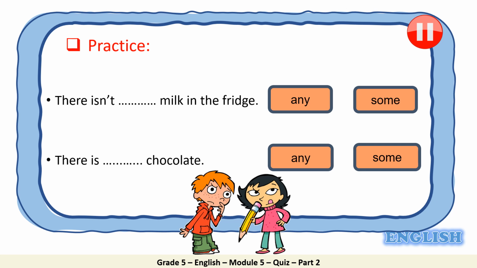Let's start with sentence number 1. There isn't milk in the fridge. The answer should be any. Why? Because this is a negative sentence. Very good. Let's see number 2. But there is chocolate. The answer should be some. Why? Because this is an affirmative sentence. Very good.